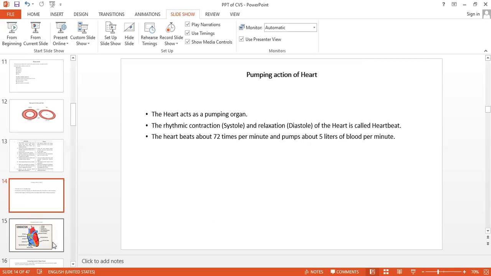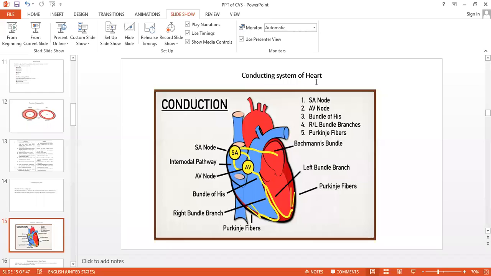Now see here, we will continue with the conducting system of the heart. This is the main part: how the heart works, how the heart beats, how the cardiac cycle originates. Now 5 parts are there: the SA node, AV node, bundle of His, that is the His bundle, then right and left bundle branches, and Purkinje fibers. These are the 5 parts of the conducting system. Now listen carefully.